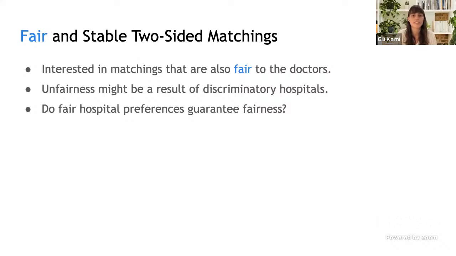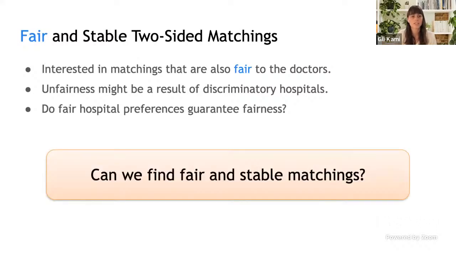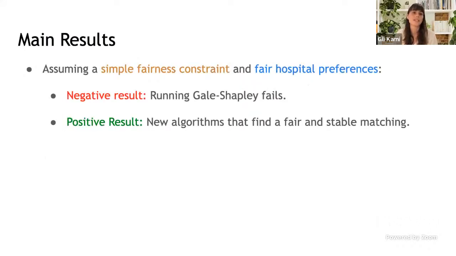However, are fair hospital preferences enough to guarantee a fair matching? In this work, we show that even fair hospital preferences do not guarantee a fair matching. And our main question is whether fairness and stability are compatible. To begin, we consider a limited setting where we assume a simple fairness constraint and fair hospital preferences. Based on these assumptions, we present two results. In the first result, we show that even under a strong fairness assumption over the hospitals' preferences, simply running the Gale-Shapley algorithm is not sufficient to guarantee that the final allocation is fair. In our second result, we present an algorithm that guarantees both stability and fairness under these assumptions.